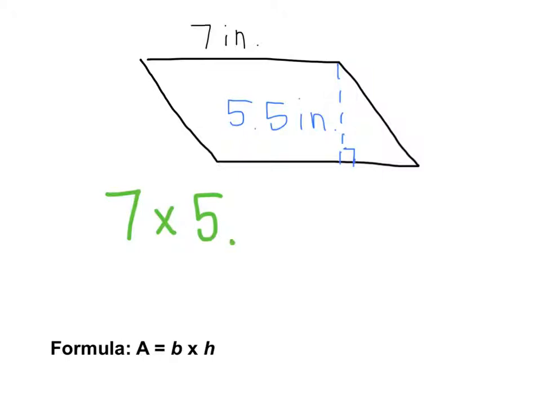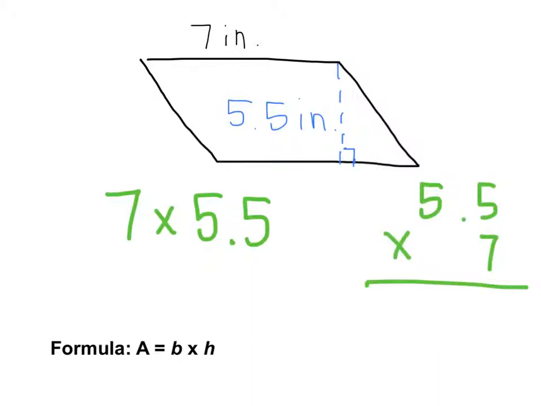Good. We know that the area is the same as the base times the height, which is 7 times 5.5. Can we do the math? Let's do it, please. So let's do 5.5 times 7. 7 times 5? 7 times 5 again? Good. So 385. Is that my answer?